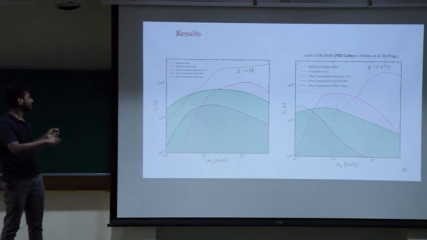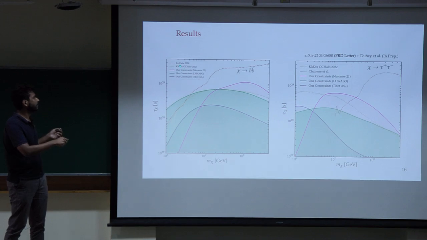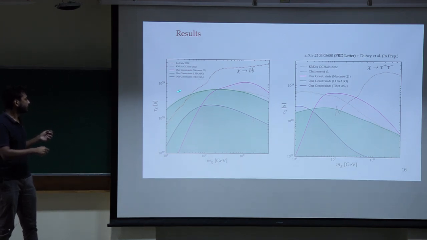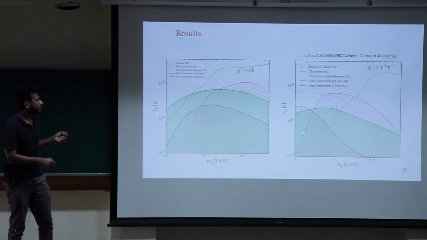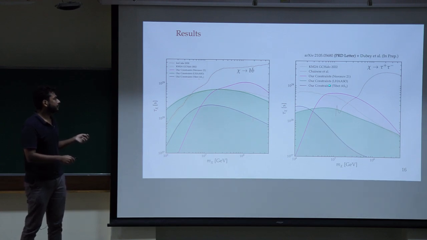These dotted lines, these red lines and this orange line are the constraints from other experiments like IceCube and this KM2A, which is part of LHAASO. These are the constraints from other experiments, and this line and this line are also our constraints. So we are able to probe a new region of parameter space here. This is also true if we consider a case of dark matter decaying to tau plus tau minus. We are able to probe a new region of parameter space in this region.